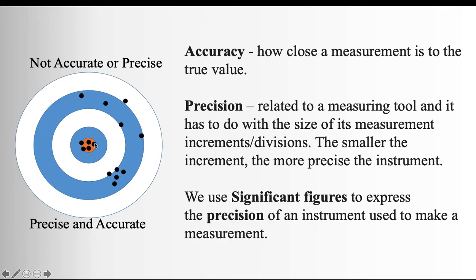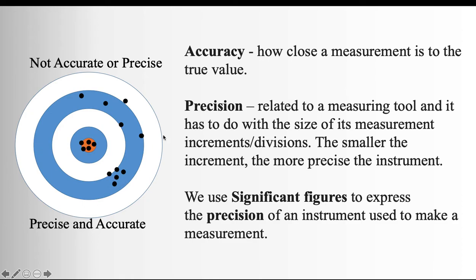It gives me repeatedly very readings that are very close to each other. Now let's look at this scenario over here. If I have this scenario, look at my grouping, which means that all of these measurements that I'm taking are very close to each other, which means I have a precise tool. However, I'm not very accurate because I am very far from my true value over here. So in this scenario, I am precise, but I'm not very accurate.